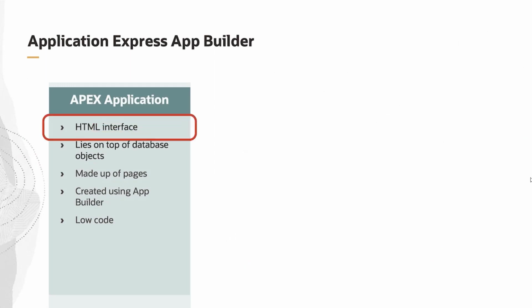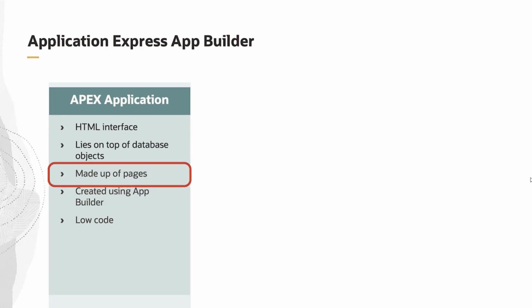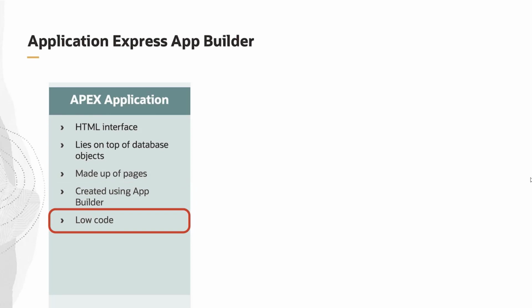Now, the Apex application itself is an HTML interface, and as I mentioned, it lies on top of database objects, like tables and procedures. Applications always include at least one page, and can be multiple pages, and usually should be multiple pages. The application is created using App Builder, and it is low-code, so don't worry if you don't know SQL or PL/SQL. You can use wizards in order to build your application.